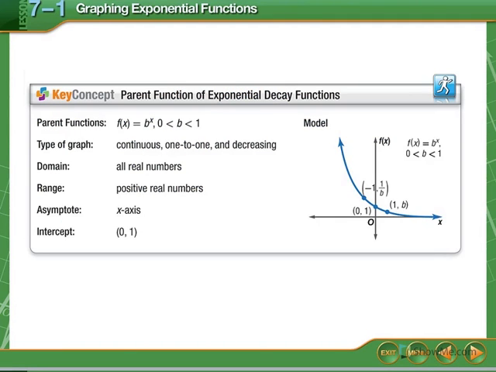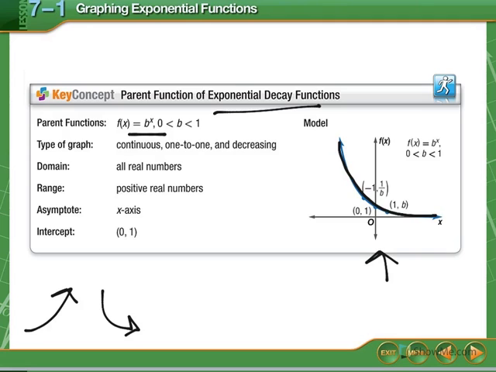Alright, so we have our second key concept here. It's parent functions of exponential decay functions. So before we had exponential growth, now we have exponential decay. So if you think about growth and decay, growth means that it's getting bigger and decay means it's getting smaller. So whenever you see a graph decreasing or a negative slope like this one here, you know that it's a decay function. Now the parent function is going to look like b raised to the x power, where b is a fraction. So we're going to have a fraction raised to the x.